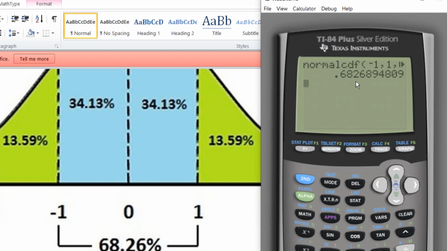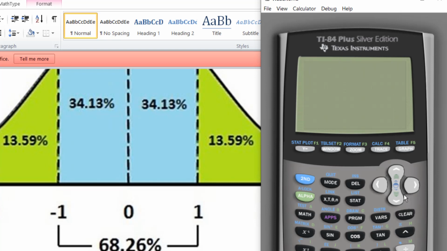If you're looking for a percent, it's 68.27%. But using probabilities, we would write it without the percent, so it's 0.68, which is what we got here. That's right there. 0.6827, depending on how you want to round it off. There it is.